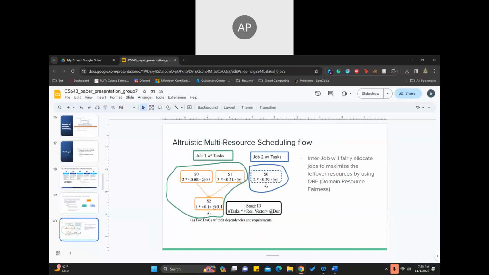So we can demonstrate how the altruistic scheduler processes jobs with a small example. Here we have job one with 3 stages and multiple tasks, along with job two with 1 stage and 2 tasks. Upon receiving these jobs, interjob will fairly allocate resources to maximize the leftover resources by using DRF, dominant resource fairness.